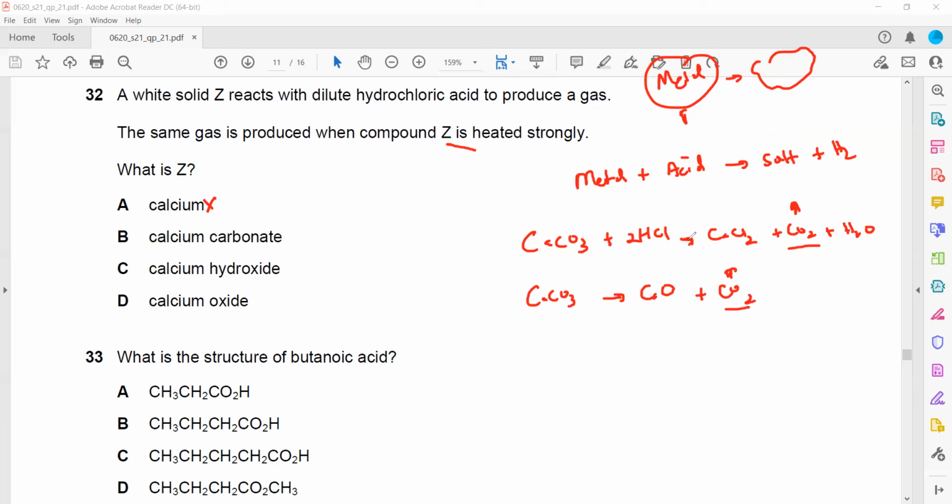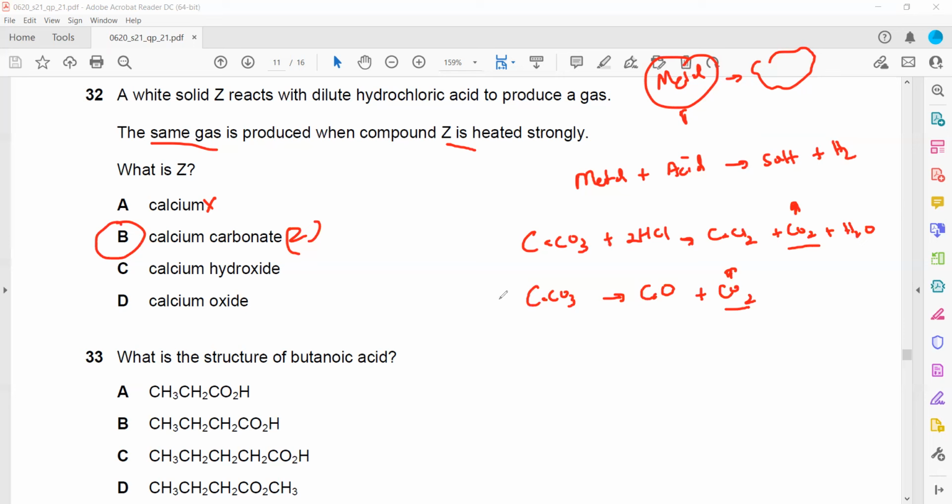So you can clearly see that the same gas is given off; they mention the same gas is given off when compound Z is heated strongly. So if compound Z is calcium carbonate, when we react it with acid, it would give carbon dioxide. When we thermally decompose it, it also gives carbon dioxide. That's why B is the right answer.